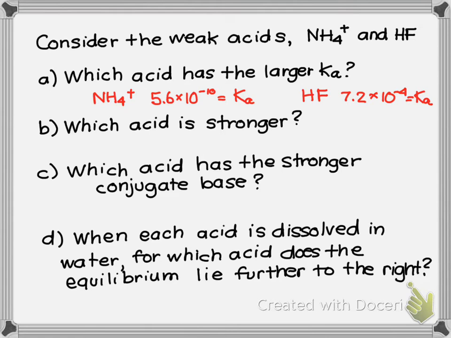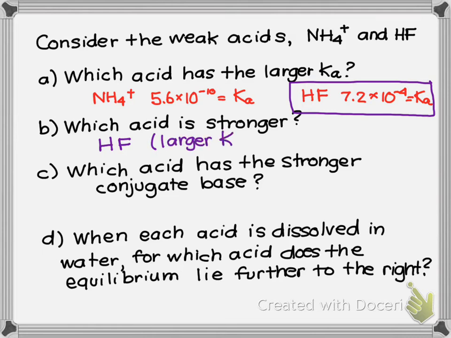Looking at these two answers, HF has the larger Ka. Remember, with negative exponents, the smaller the exponent, actually, the larger the number. So HF would be that answer. Which acid is stronger? By definition, the larger Ka is the stronger acid. And I'm just going to write that next here. Larger Ka equals stronger acid.